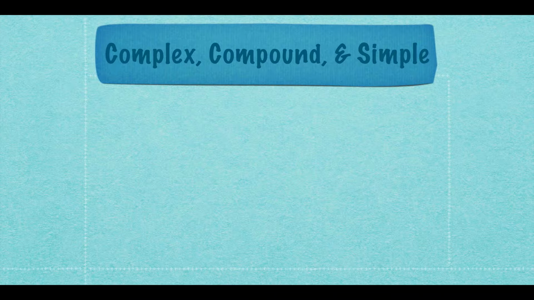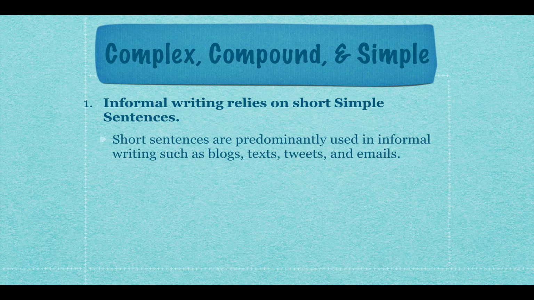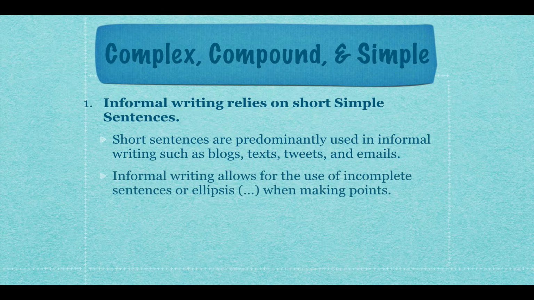The next item we want to look at is complex, compound, and simple. These are the three kinds of sentence styles that we want to rely on in our formal academic writing. To help explain, informal writing relies on short, simple sentences. Short sentences are predominantly used in informal writing, such as blogs, texts, tweets, or emails. Informal writing allows the use of incomplete sentences or ellipsis when making points.